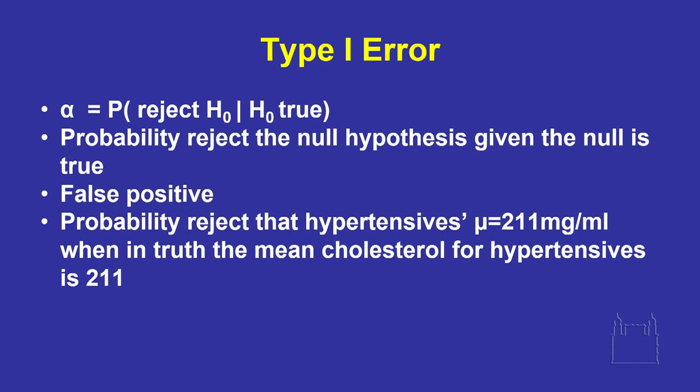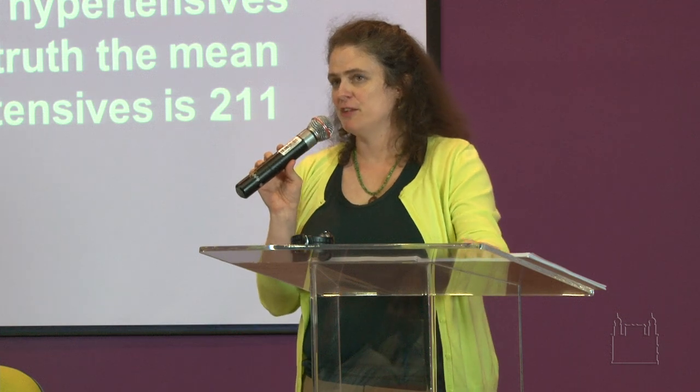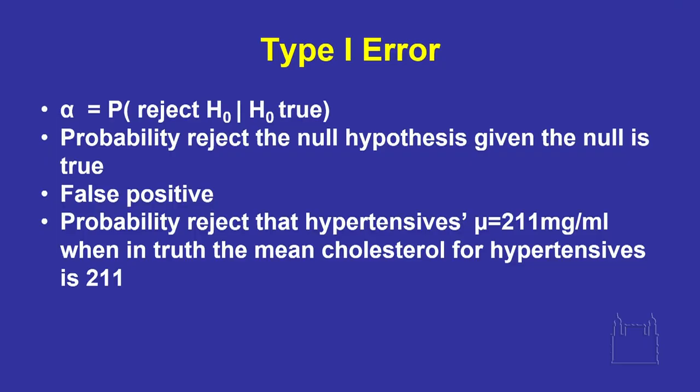So what do we know about type 1 errors? We know that this alpha is technically equal to the probability of rejecting the null hypothesis given, so this straight line up and down here means given, that the null hypothesis is true. False positives is the probability that you're accepting of having a false positive. It's kind of an uglier way of putting it. And in our case, it's the probability that we will reject that hypertensives have an average cholesterol of 211 when the true mean cholesterol is 211.